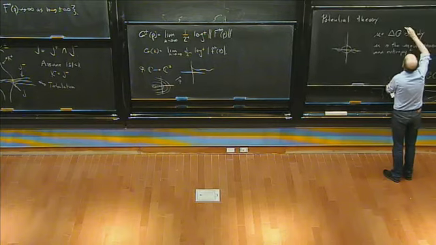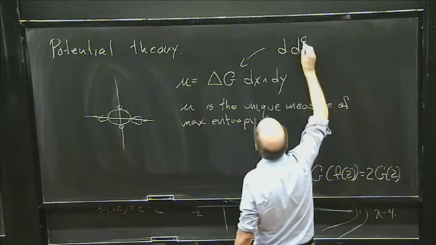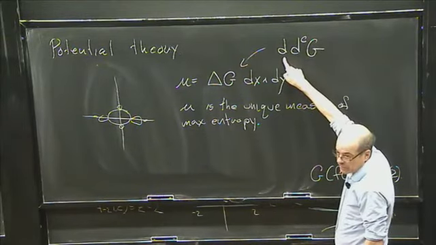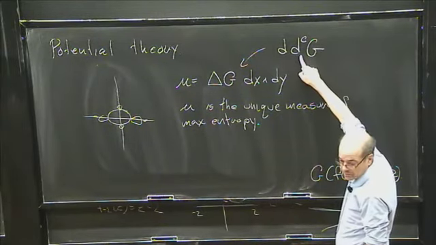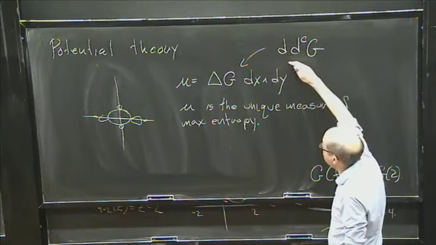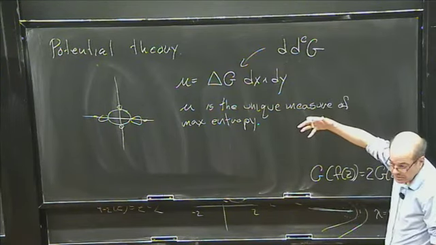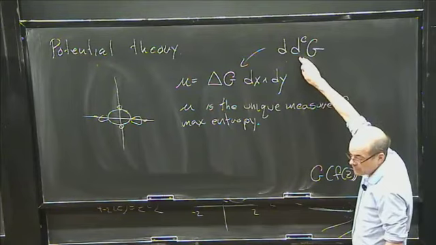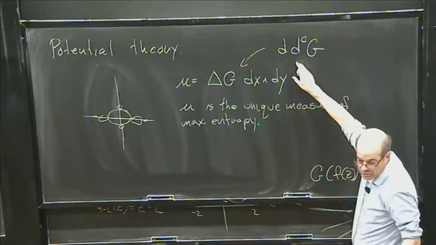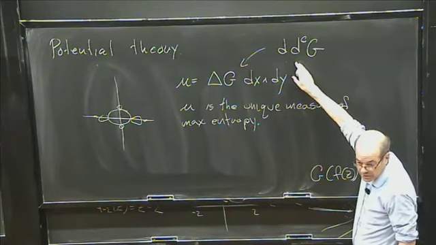is to write this expression as d d^c of g, where d is the standard exterior derivative, and d^c is a version of the exterior derivative twisted by the complex structure. Okay? So these are operators on real-valued functions, but they express the underlying conformal structure. This twisting expresses the underlying conformal structure.